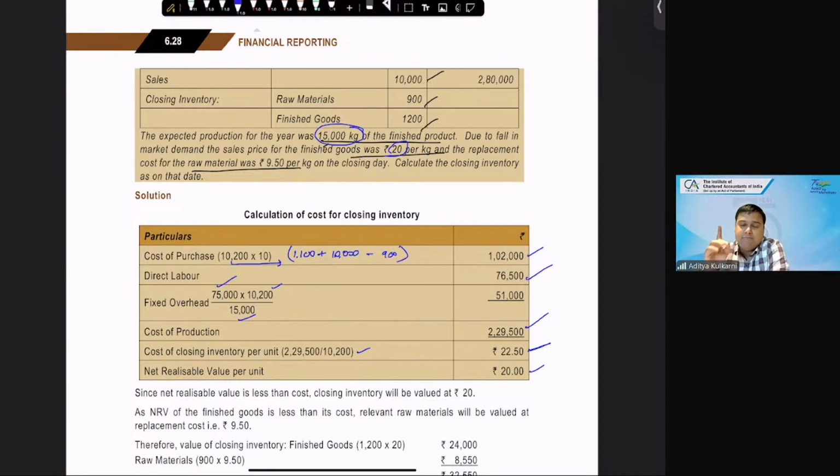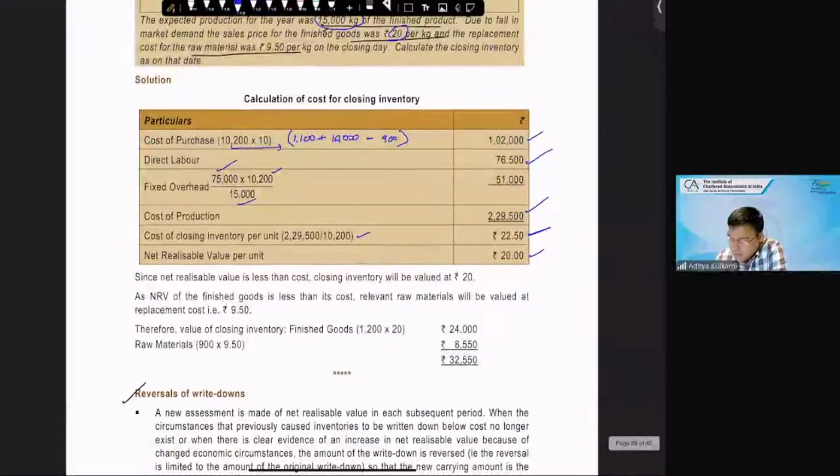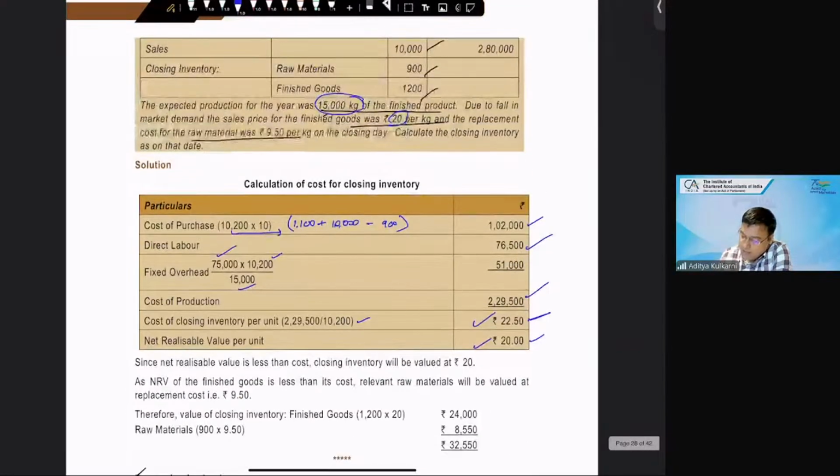But there is an exception to this. In case my final product, my finished goods, I am having NRV lower than the cost. Here my cost is 22.5, NRV is 20. So this is triggered. I will have a write down of my finished goods. So 1,200 is your finished goods quantity into 20. So this comes to 24,000.